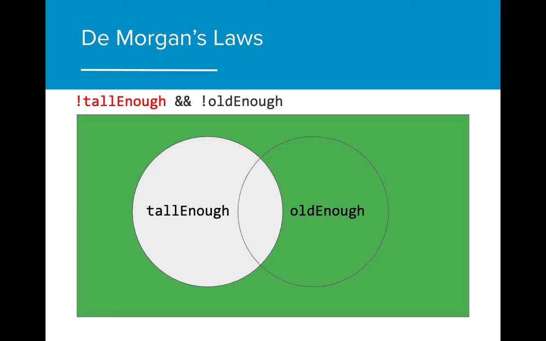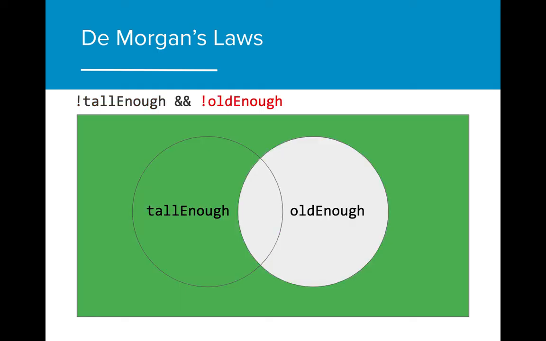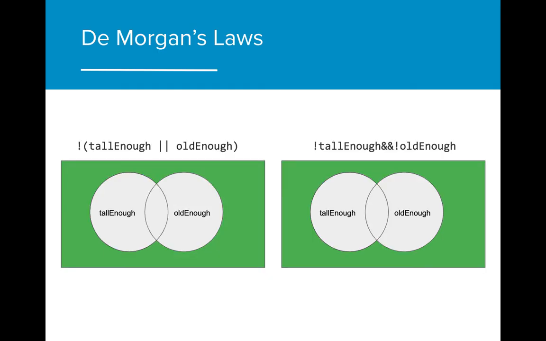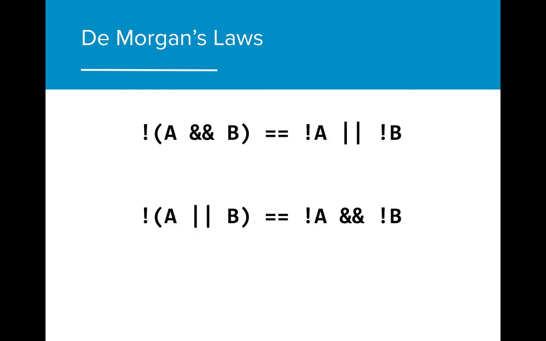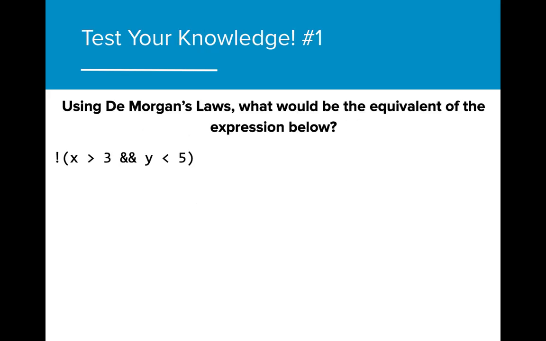Now let's look at the other equation, not tall enough and not old enough. Let's build the right side of the equation and see what happens. These are all the people who are not tall enough. These are all the people who are not old enough. To AND them together, we want all the people who are not tall enough and not old enough, as shown here. So we see that they are equivalent. Both of these statements are true, and we can use De Morgan's laws in our programs. This can help us simplify our Boolean expressions.